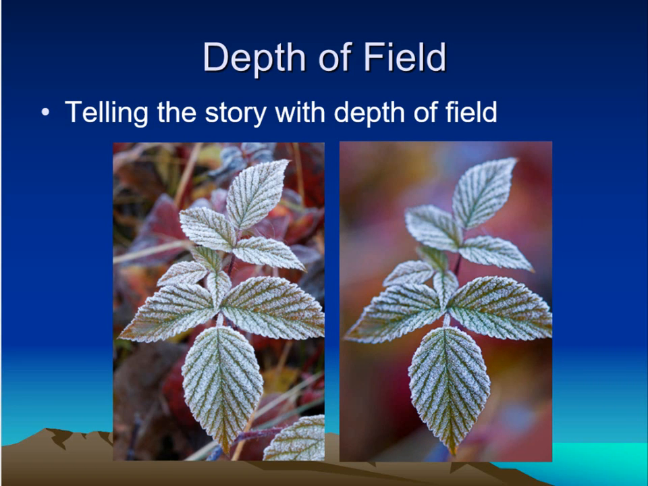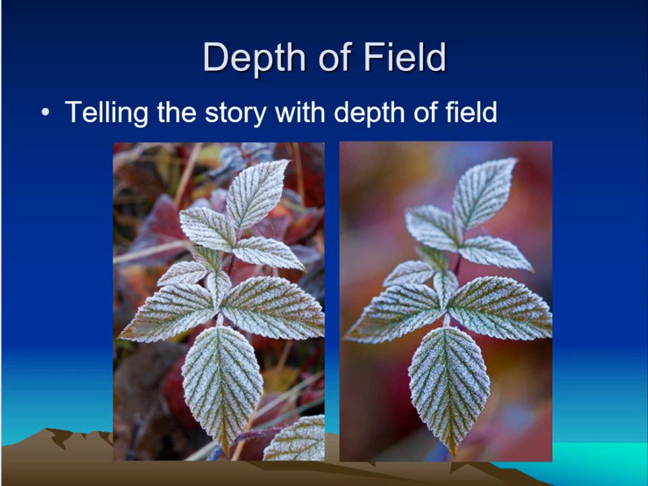Here's another example of some frosty leaves out in the mountains. On the left is maximum depth of field, but on the right is a very shallow depth of field. I don't remember the apertures. I should have written them down, or looked at the files.